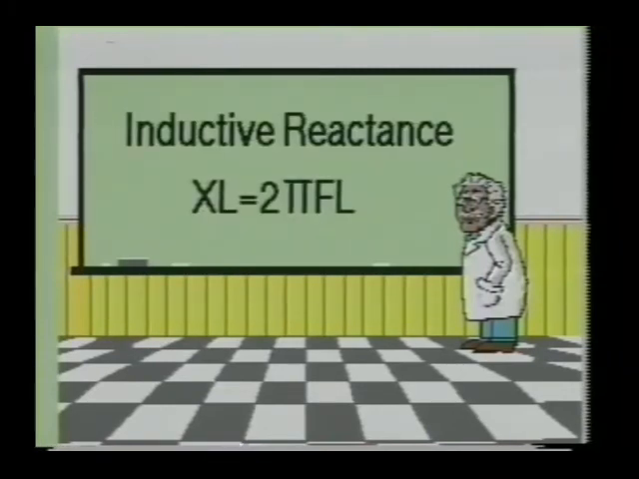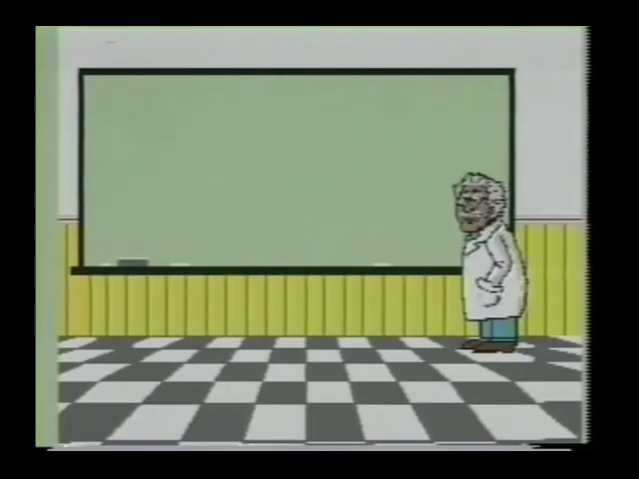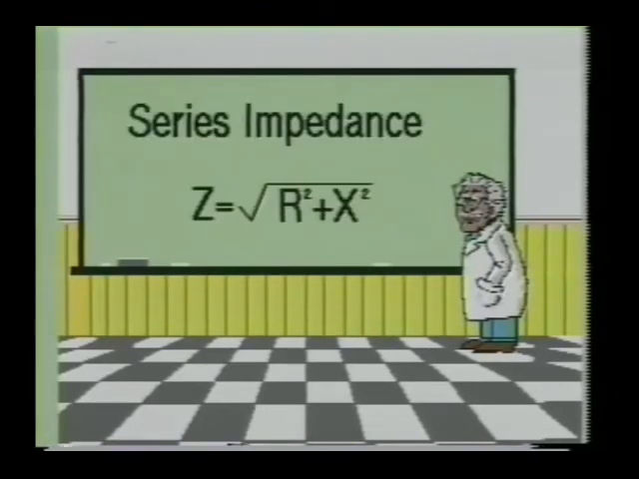You have seen that reactance is the opposition that a coil has in an AC circuit, and the reactance is measured in ohms. The formula for inductive reactance is 2 pi times the frequency times the coil's inductance in Henrys. Anytime you have a circuit which contains both reactance and resistance, the impedance of the circuit must be calculated. The impedance is the total resistance offered to the circuit's total current flow.